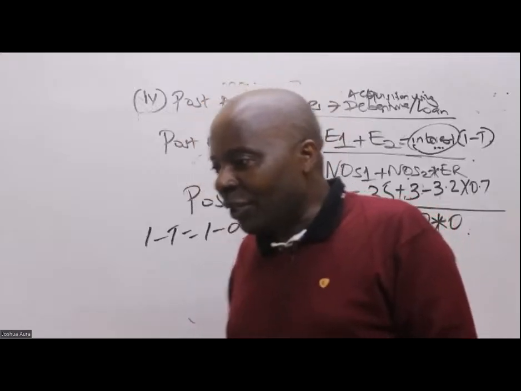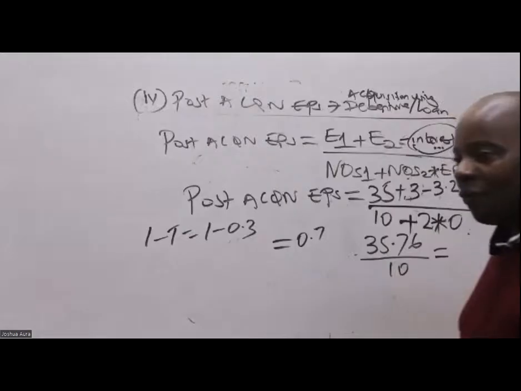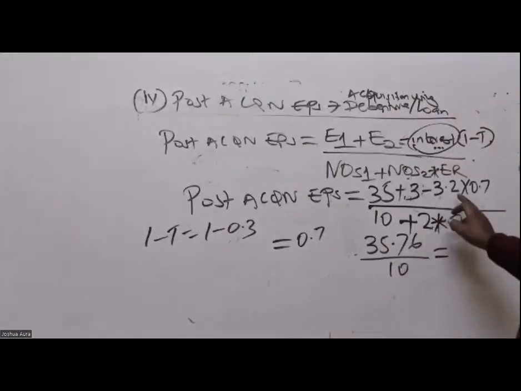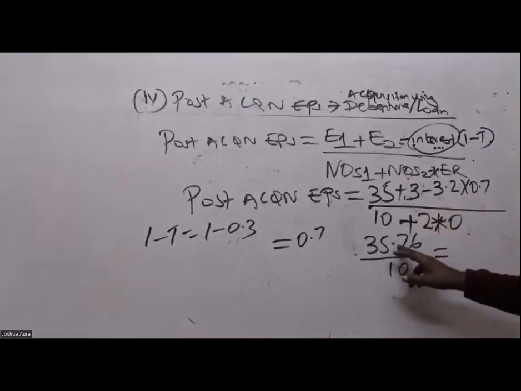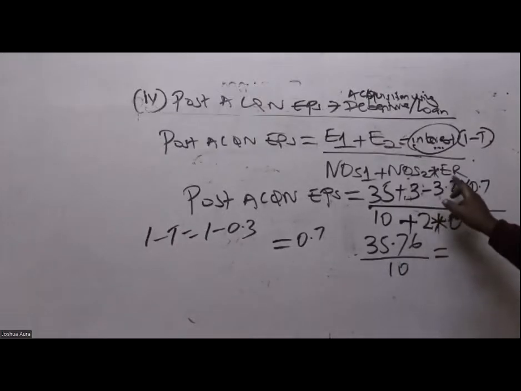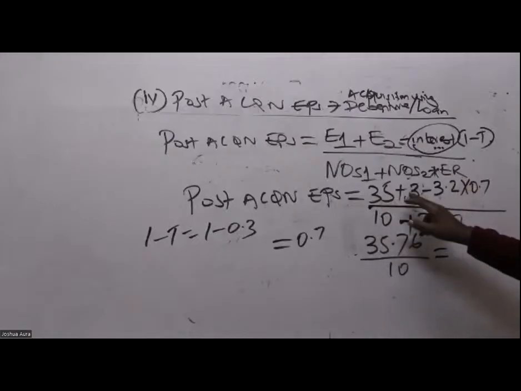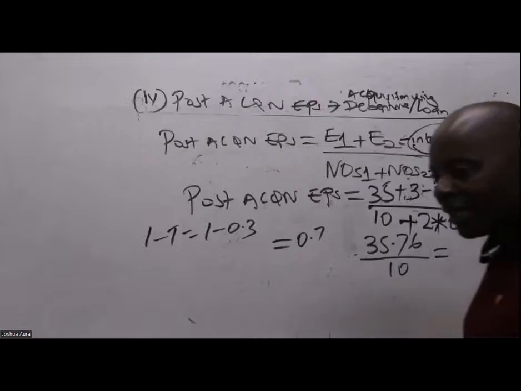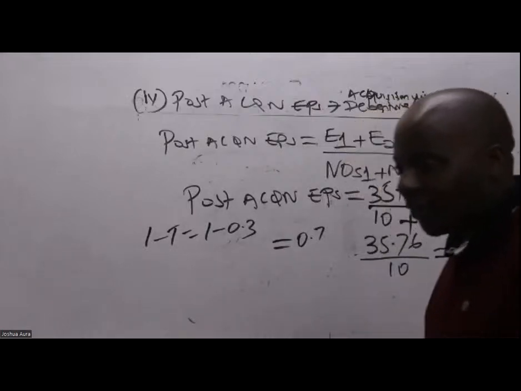Leshanta is getting 4.57. Leshanta, are you sure you used the BODMAS rule very well? Because you see the numerator here is 35.76, and this is 10. Sometimes ensure that you don't put brackets: 35 plus 3 minus this, times 0.7. Let's check again. Don't worry, we shall overcome.